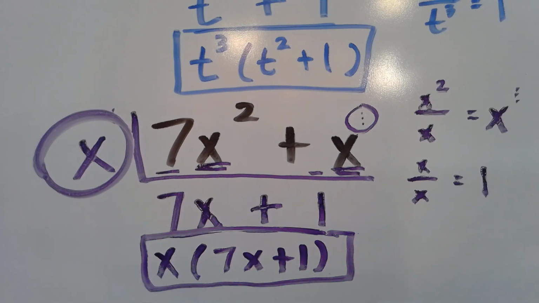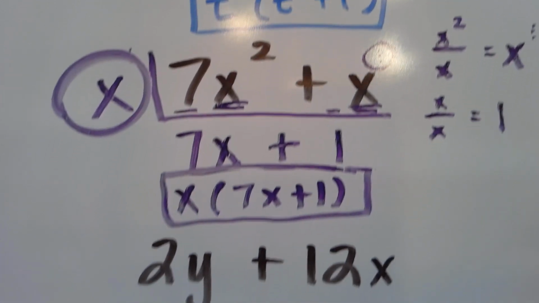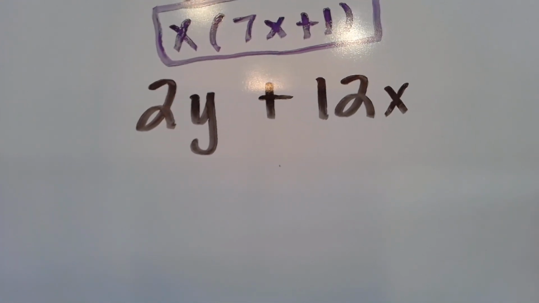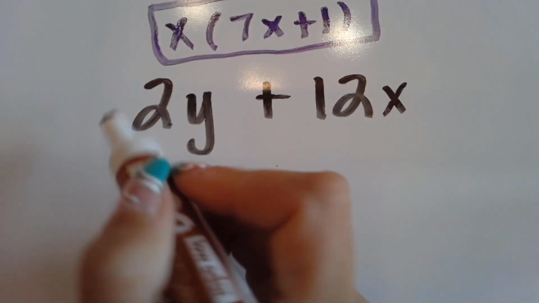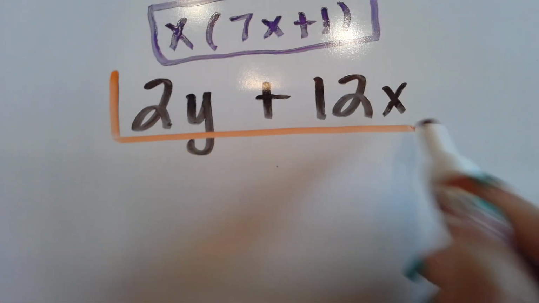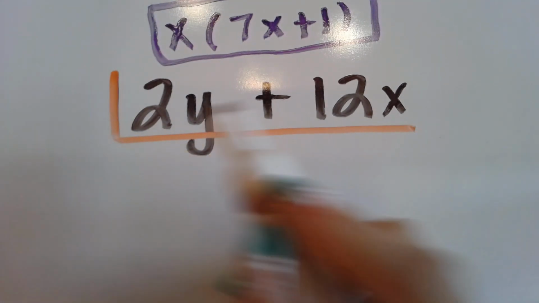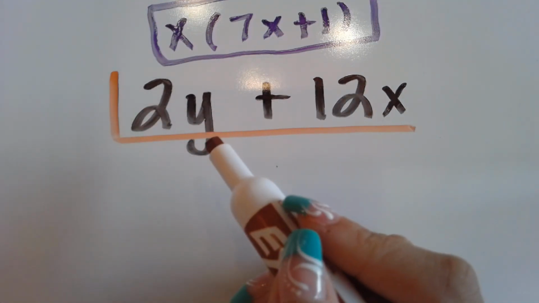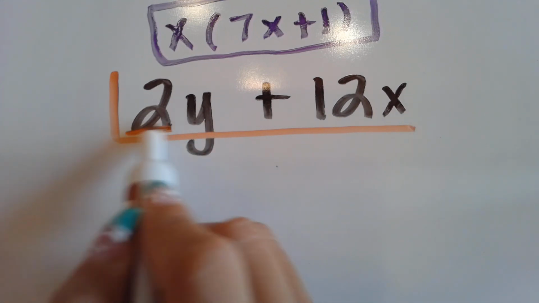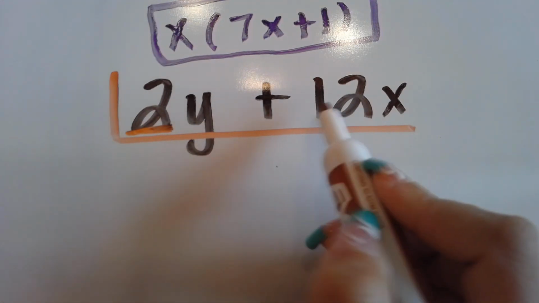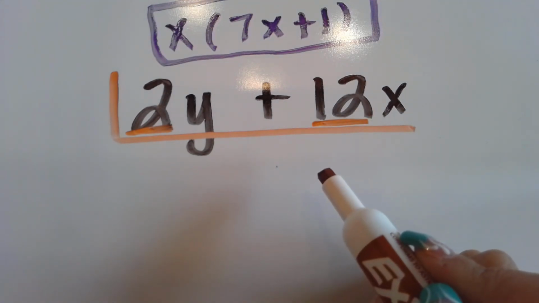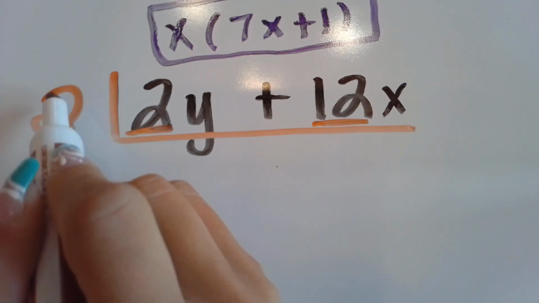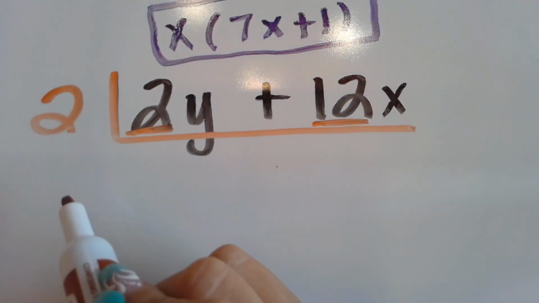Let's look at another example. So we have 2y plus 12x. Okay, what do we have in common? We have a 2 here and we have a 12 here. Think division, okay? What number can divide evenly with 2 and divide evenly with 12? It's 2. Because 2 divided by 2 is 1. 12 divided by 2 is 6.